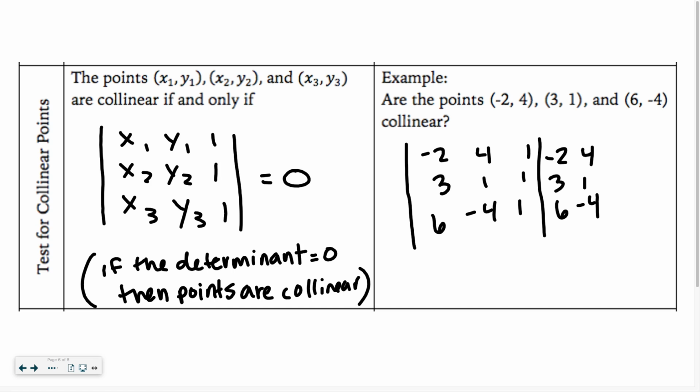Calculate my determinant. So going down, -2 times 1 times 1 is -2. 4 times 1 times 6 is 24. 1 times 3 times -4 is -12. That's 24 minus 14, so 10.